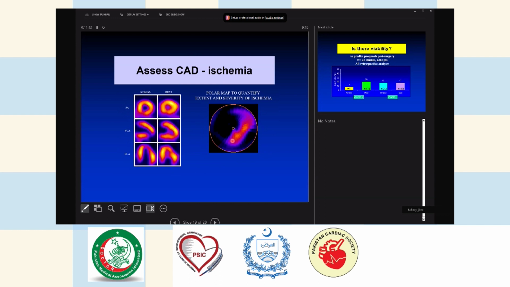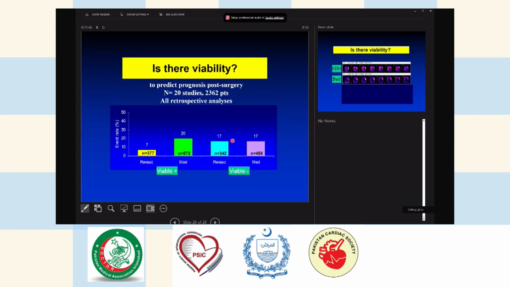So should I revascularize if you have severe ischemia? Yes. Then comes the question, is there viability? And if there is viability, should we then revascularize? Probably yes, because we know that if your patient has viable but dysfunctional myocardium and you revascularize them, the event rate is low. Whereas if I leave them on medical therapy, quite often they will have an event in about 20% of the patients.